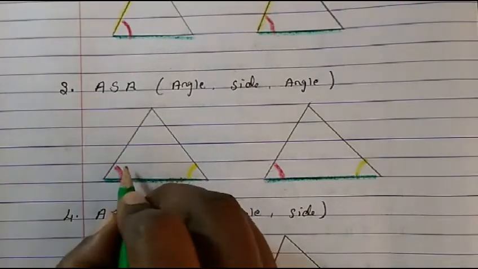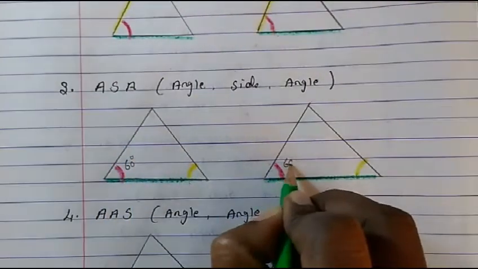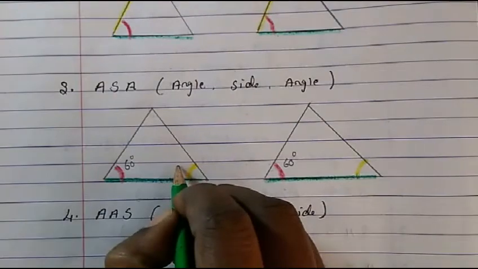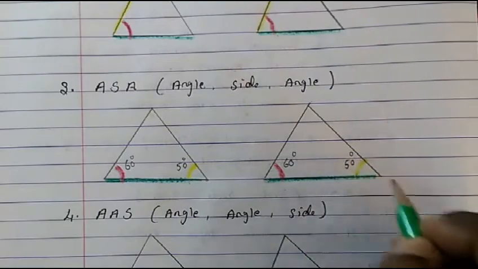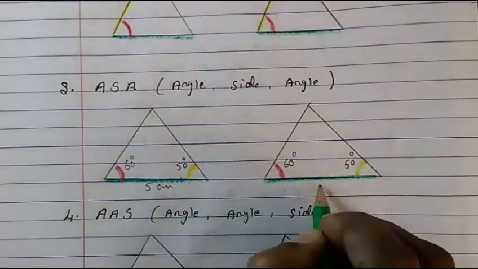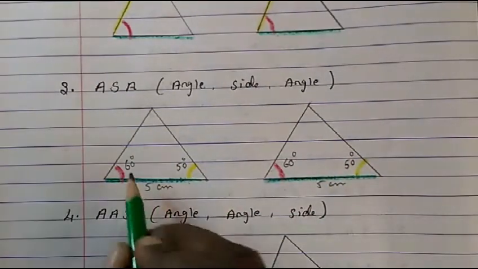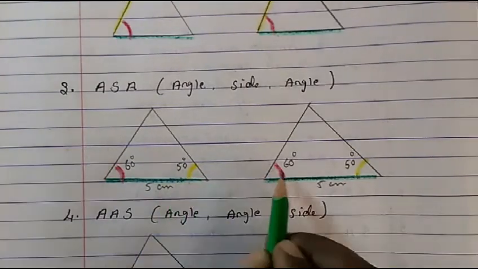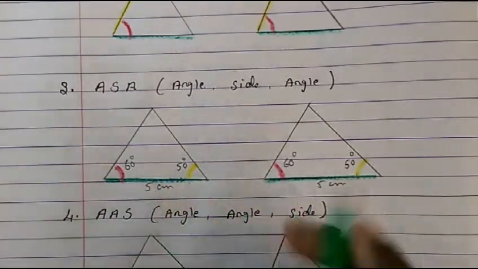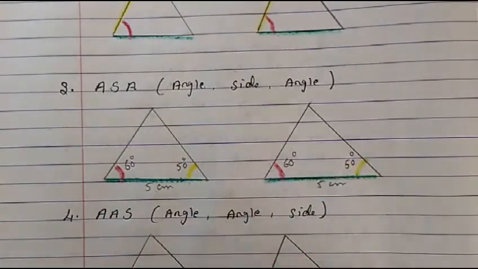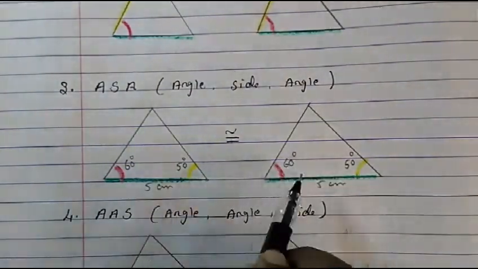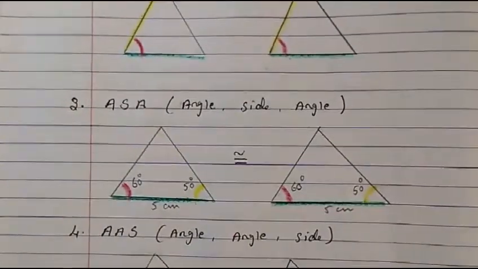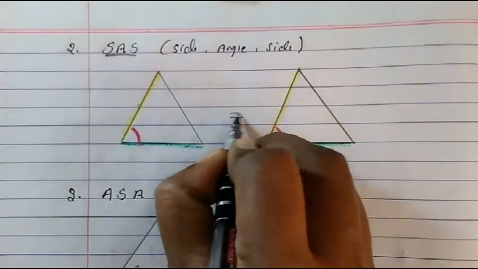Same to same means if this is 60, here also 60. If this is 50, here also 50. And if this is 5 centimeter, here also 5 centimeter. You see, angle, side, angle, same to same. Then we can say these two triangles are congruent to each other. Whenever congruent, we write a symbol like this. This is called same to same. Here also you can say these two triangles are congruent.